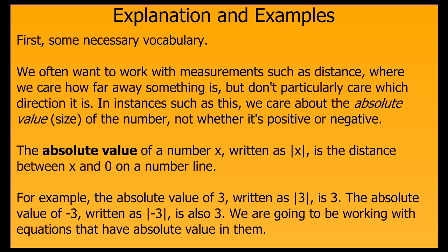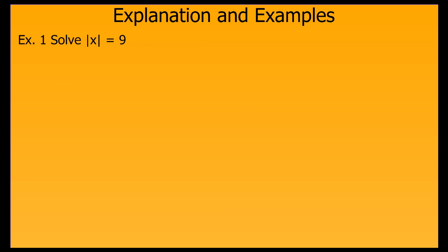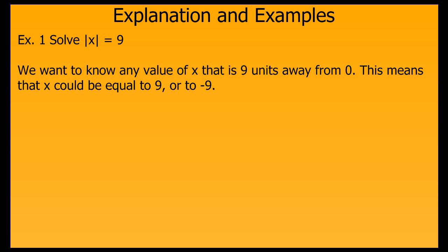For example, the absolute value of 3, written like this, is 3. The absolute value of negative 3, written like this, is also 3. We are going to be working with equations that have absolute value in them. Let's look at some examples. We want to solve this equation. We want to know any value of x that is 9 units away from 0 on the number line. This means that x could be 9, or it could be negative 9.